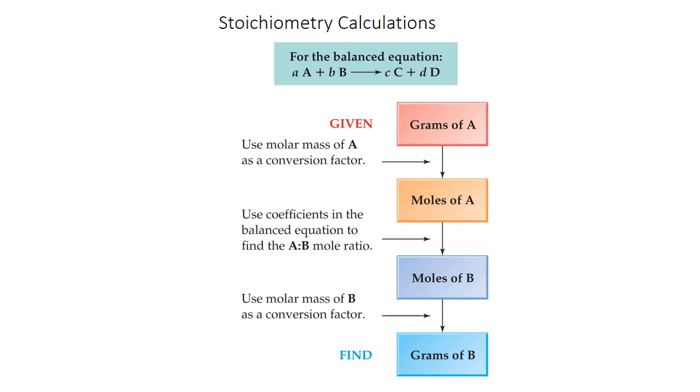In this example, they're converting from mass of one reactant into the mass of the other reactant. But you could also be converting into the mass of the product. So finally, if you're going to go from moles back to grams, then you again would use the molecular weight or molar mass of that particular sample.